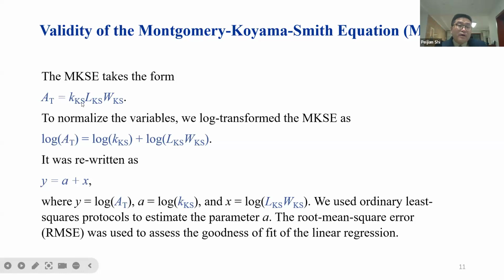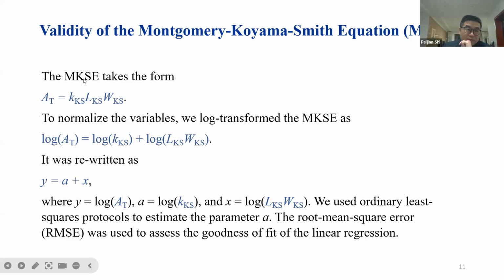To test its validity and estimate the proportionality coefficient, namely KS, we also use a log-transformed version of this equation, just like this. It also reduces to a simple linear equation with the slope being unity, and we just need to estimate this intercept.